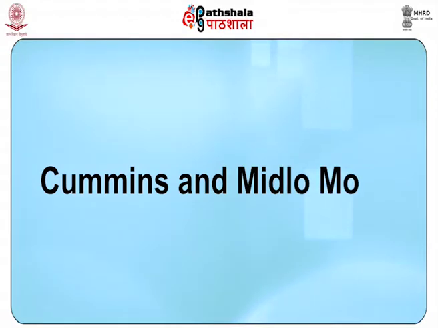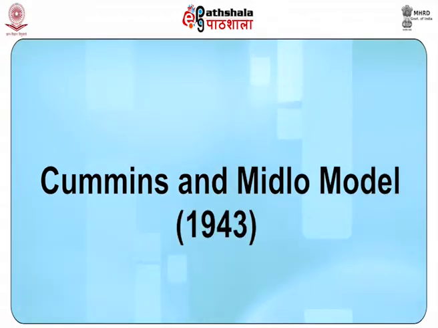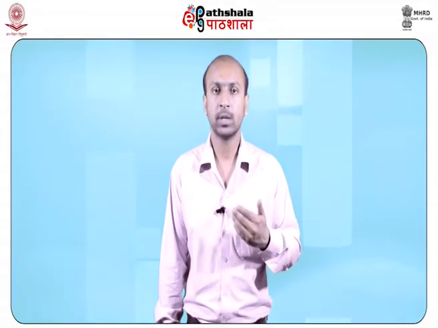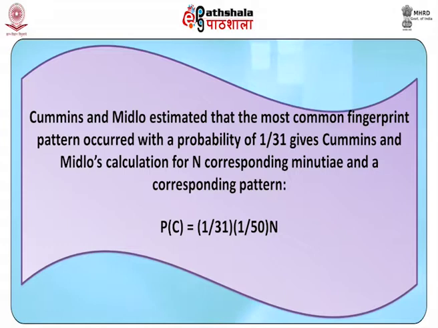Now, Cummins and Midlo model, 1943. Cummins and Midlo adopted the value of 1/50 that was suggested by Wentworth and Wilder, but they also introduced a pattern factor to account for the variation in the overall fingerprint pattern. Cummins and Midlo estimated that the most common fingerprint pattern occurred with a probability of 1/31.